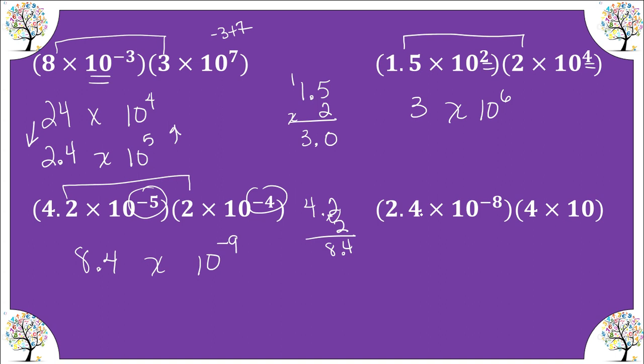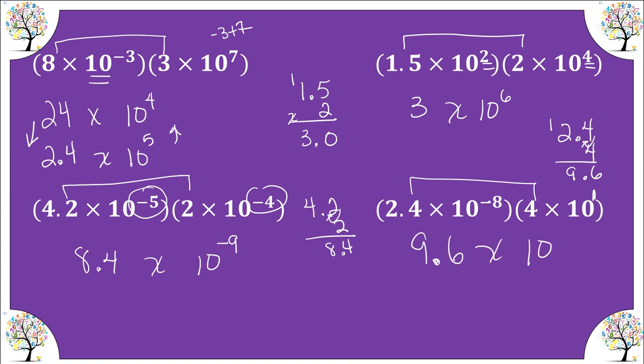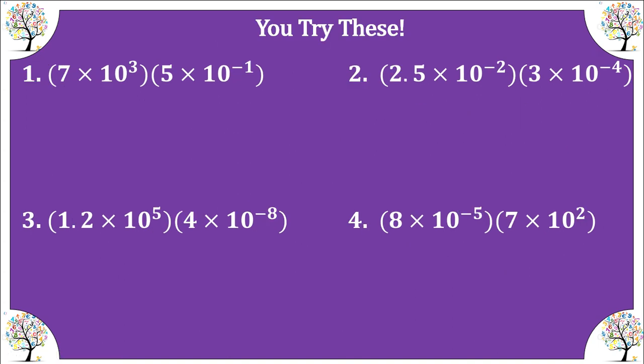And our last example, 2.4 times 10 to the negative 8 times 4 times 10 to the positive 1. I'm going to go ahead and write in that understood 1. So we're going to multiply coefficients. 4 times 4 is 16. 4 times 2 is 8, plus 1 is 9, and it's 1 decimal. So we have 9.6 times 10. Negative 8 plus 1 is negative 7. My coefficient is between 1 and 10. It's in proper notation, so no adjustments. Okay, pause the video, and then when we come back, we will go over these together.